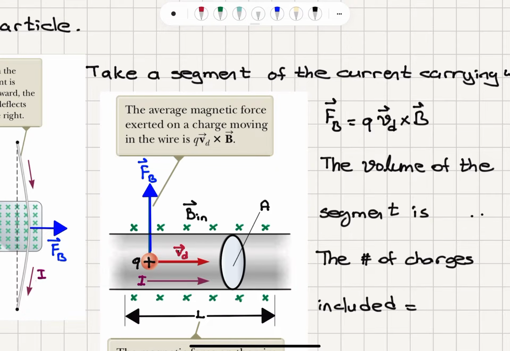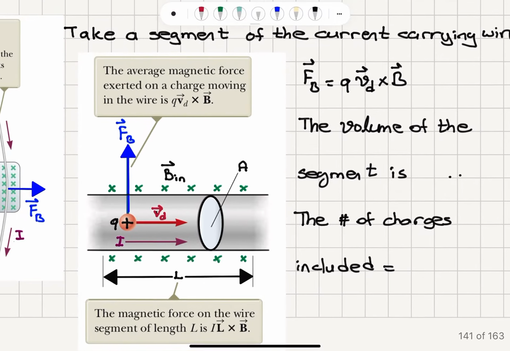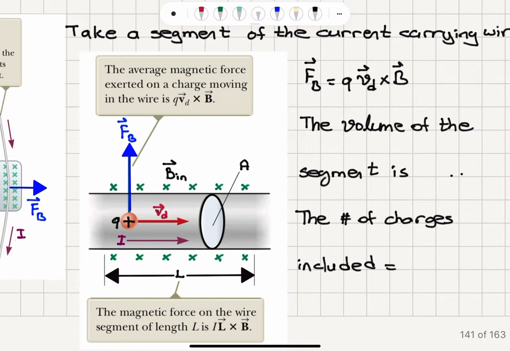So let's take a segment of this current-carrying wire here. The current direction is defined as the direction in which positive charges would move. Actually, it's the electrons that are moving to the left-hand side, so it appears that positive charges are moving to the right, even though they're not. But let's say that we have positive charges carrying the current here.